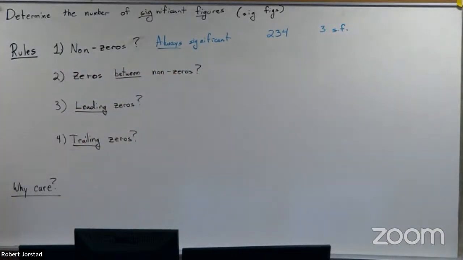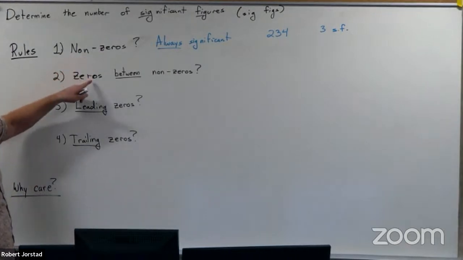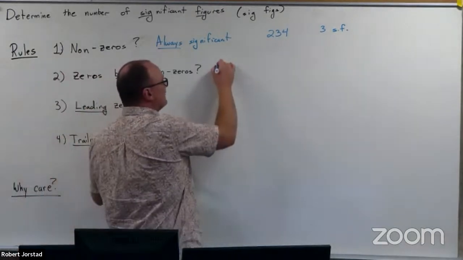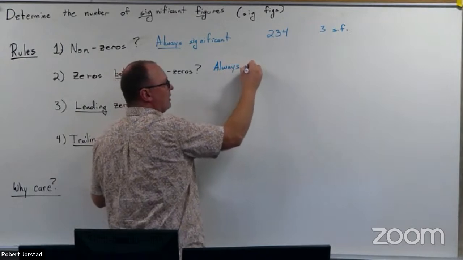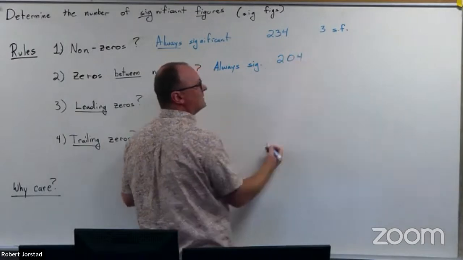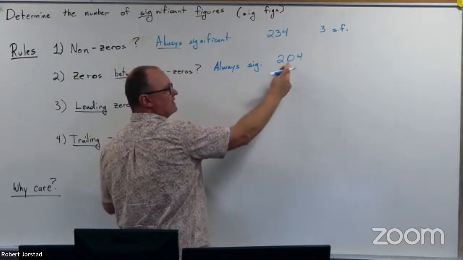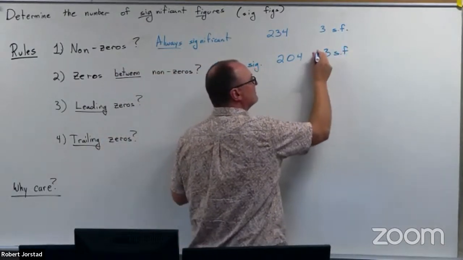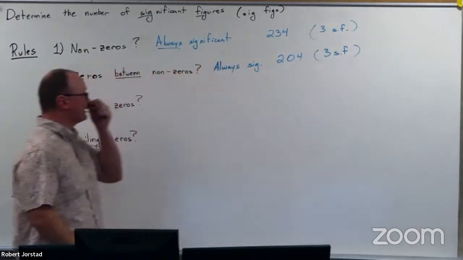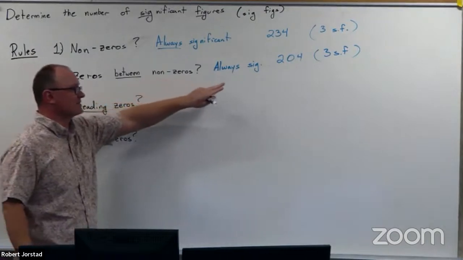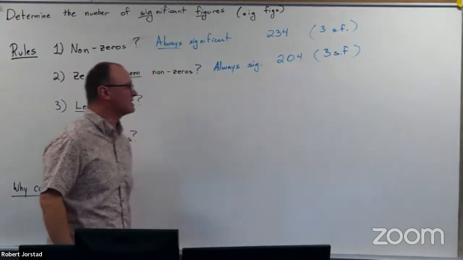Okay. What about zeros between non-zeros? So we've handled all non-zeros. Now, notice all the effort is figuring out if 0 is significant. These zeros are in between, so they're always significant. So if you had 204, this is a 0 between 2 non-zeros, they're significant. 3 sig figs. Okay. So non-zeros, and zeros between non-zeros: a 0 between 2 non-zeros is always significant.